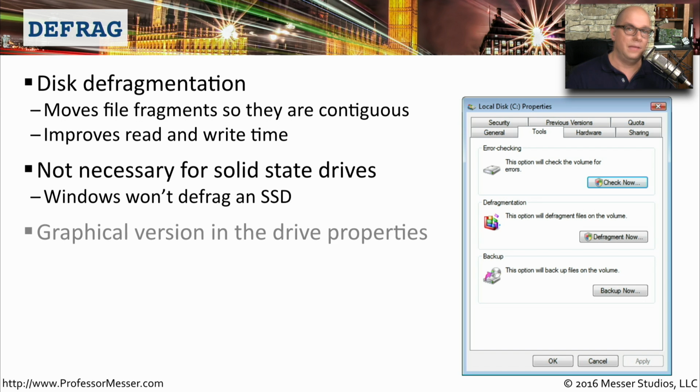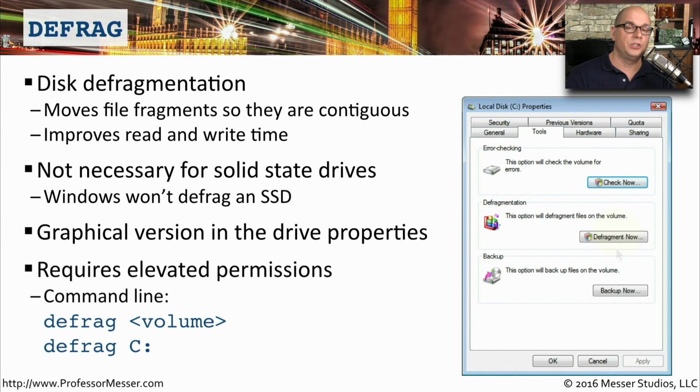If you wanted to run the graphical version of the disk defragmentation, you can go into the drive properties of the device and click defragment now. You can also run the defragmentation process at the command line without using the graphical user interface. You simply type the defrag command and then the drive letter of the volume you'd like to defragment.